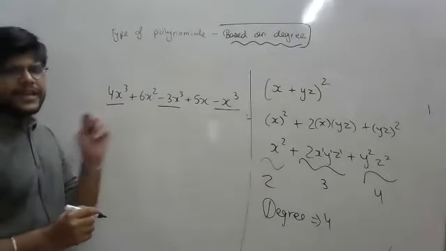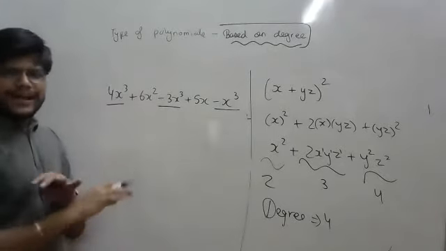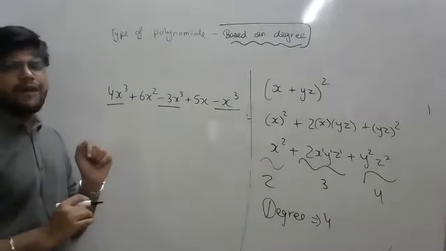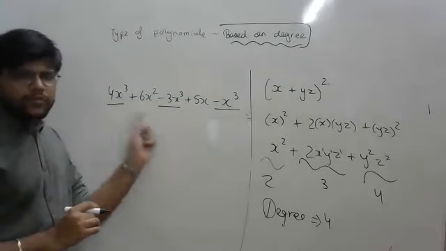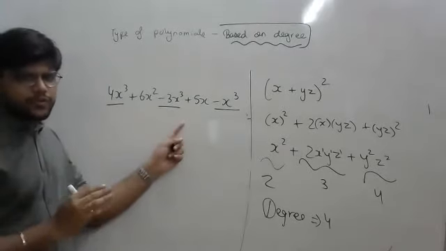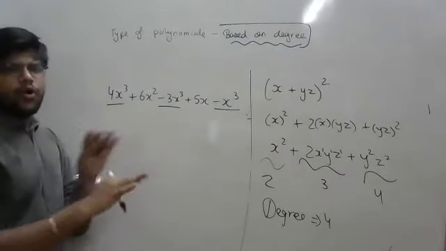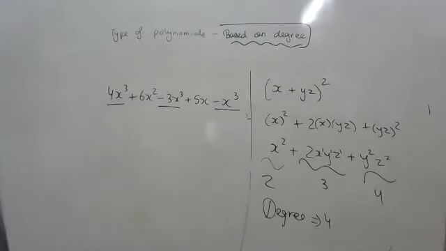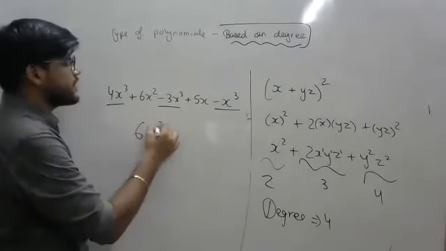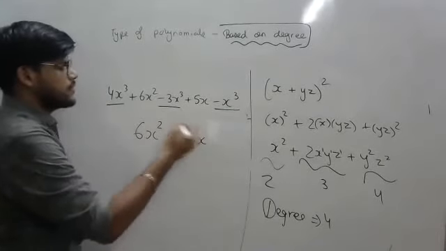4x cube minus 3x cube minus x cube. Actually, all the x cube terms will vanish. 4 minus 3 is 1, so 4x cube minus 3x cube is x cube, and x cube minus x cube cancels. Overall, this cubic term will vanish. It will cancel out. And as it cancels out, the remaining terms will be 6x square plus 5x.